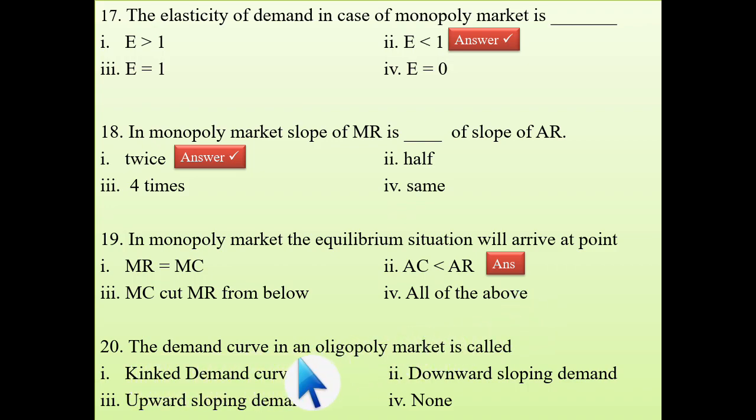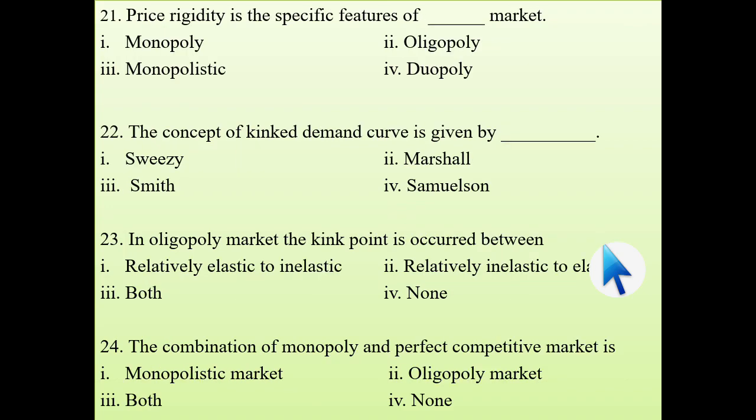The demand curve in an oligopoly market is called, I have repeatedly told, the kinked demand curve. I have told you the kinked demand curve given by Paul Sweezy. Okay. Next question, price rigidity is a specific feature of dash market. It will be the oligopoly market. And why is price rigid? To know that, you can easily access the oligopoly lecture mentioned in the playlist in the description box. So the concept of the kinked demand curve is given by a scientist. Just now I have told, it is Sweezy.